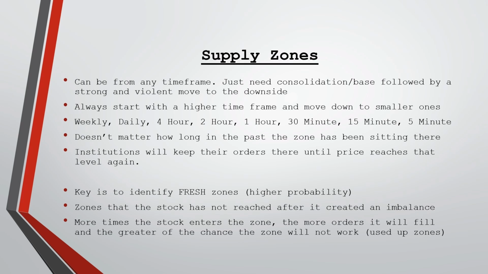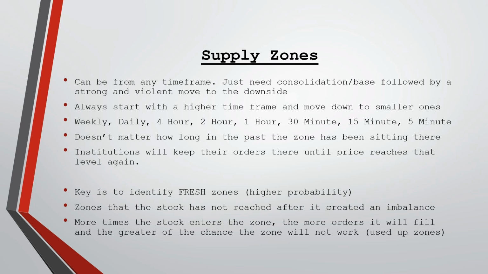This can form from any time frame. You just need a consolidation basing candle followed by a strong and violent move to the downside. We're talking about supply, so we're talking about a downside move. We're selling in supply. Always start with a higher time frame and you move down to the smaller ones. Like I said, you could start with a monthly or weekly, then work your way to dailies, then 4-hour chart, then a 2-hour, 1 hour, 30-minute, 15-minute, 5-minute.